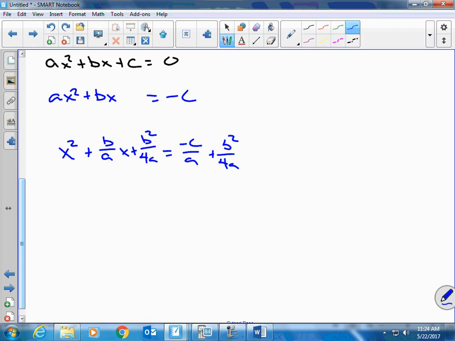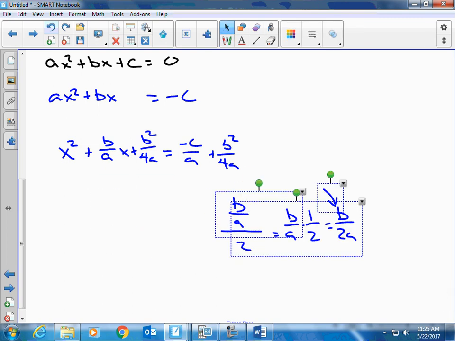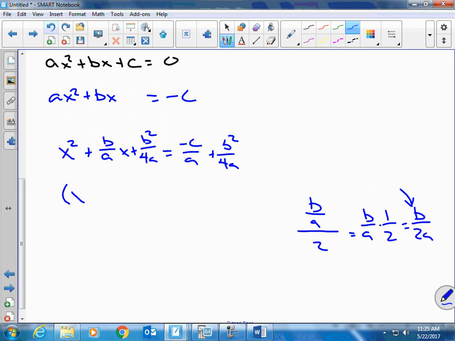Okay? Next step. We're going to factor this thing. And remember one of the comments I've made. When we factor, the term that goes inside the parentheses is always the term we get when we divide the coefficient of x by 2 before we square it. So when I factor this thing, this is going to factor into x plus b over 2a squared. And if that needs more explanation, go back to the completing the square video and watch that in detail. Okay? Or you can just practice and factor it, and you'll see it comes out to be that.